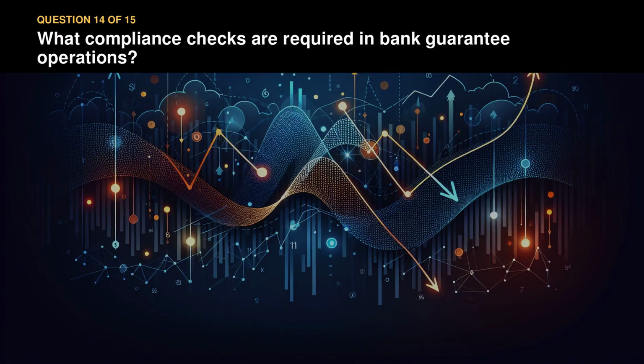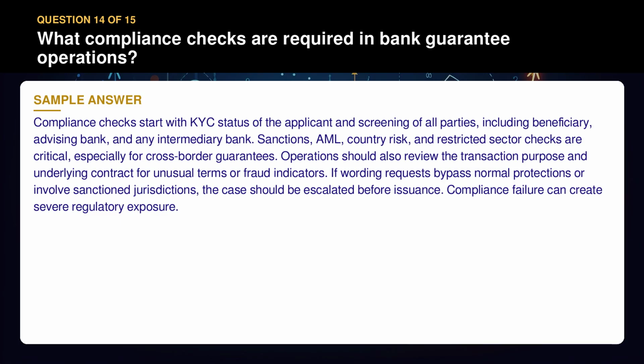Question 14. What compliance checks are required in bank guarantee operations? Compliance checks start with KYC status of the applicant and screening of all parties including beneficiary, advising bank, and any intermediary bank. Sanctions, AML, country risk, and restricted sector checks are critical, especially for cross-border guarantees.